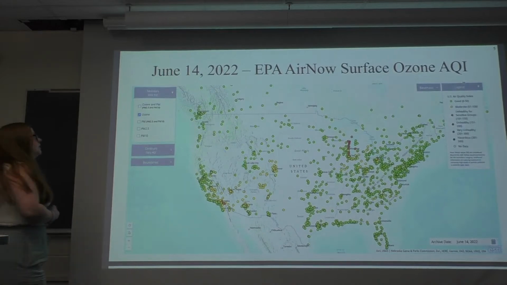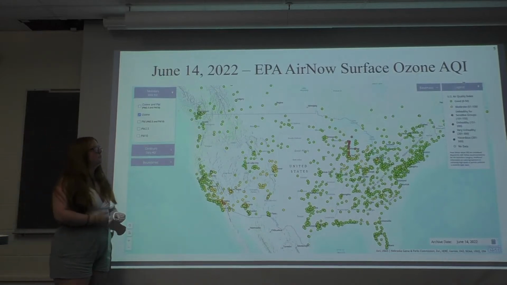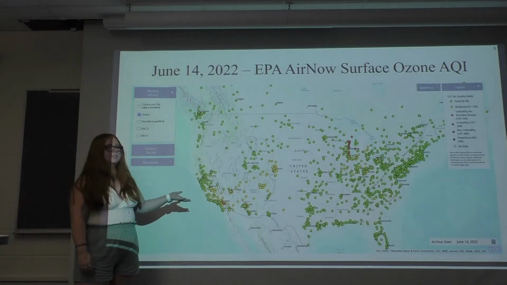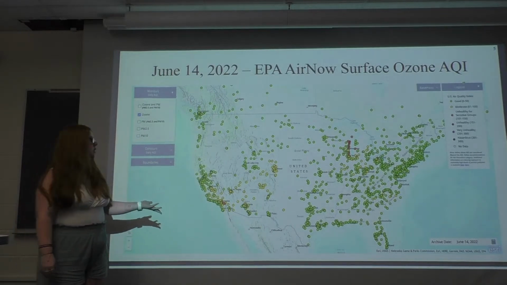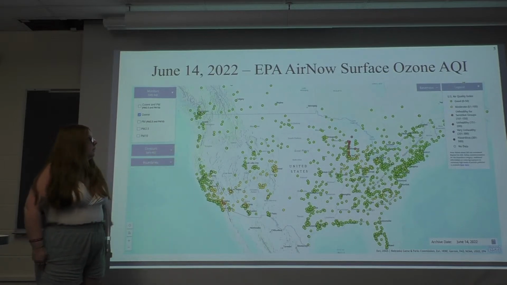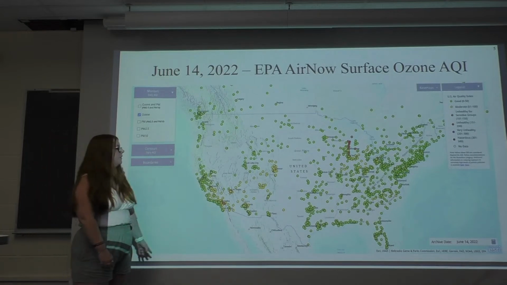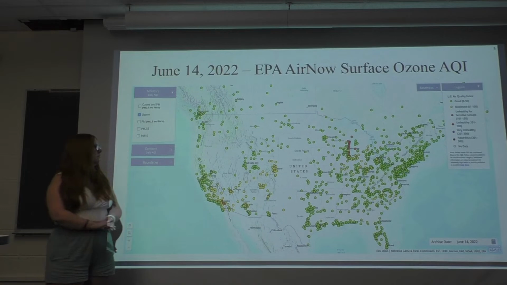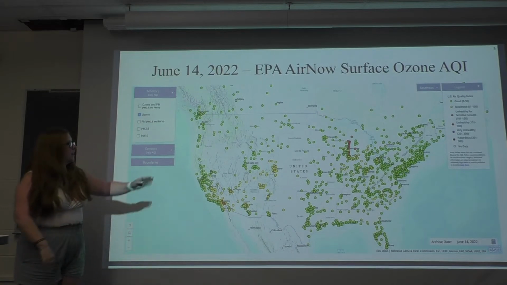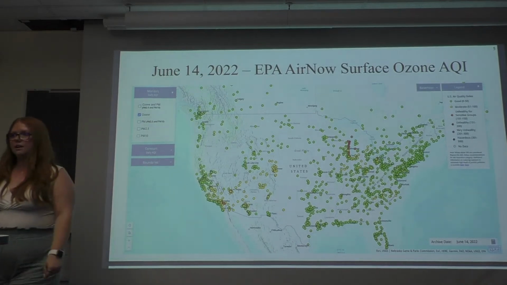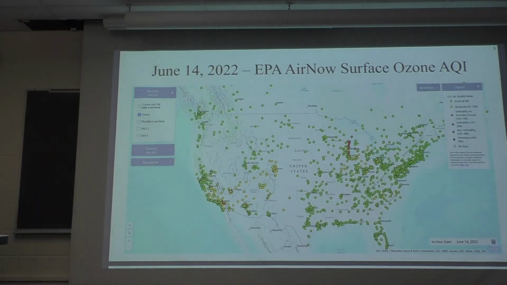Here is the EPA AirNow surface ozone AQI map. And we can see that this is kind of why we did this project, because you can see that the lake shore of Lake Michigan along Wisconsin is the highest in the United States, the worst air quality in the United States on this day. Our legend over here shows us that we're reaching unhealthy air quality in this region.